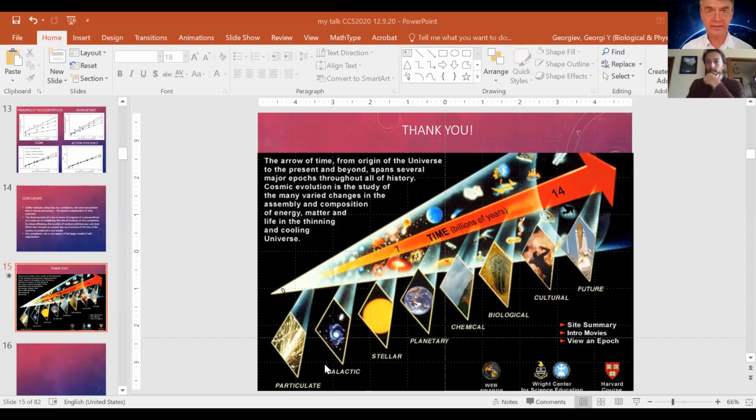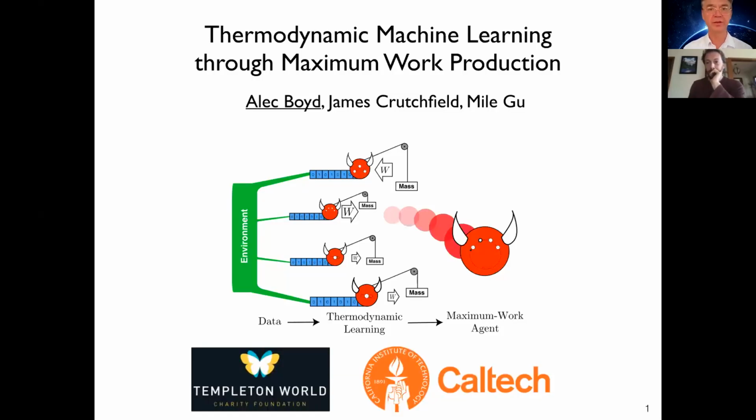And that is Alexander Boyd, who will talk about thermodynamic machine learning to maximum work production. He's an information physicist who got his PhD at UC Davis with James Crutchfield. So let me, am I still sharing or did I stop sharing? Oh no, I have to stop sharing. Okay, so here is Alex Boyd's title, and the floor is yours.